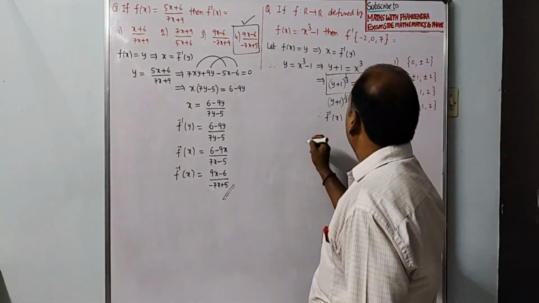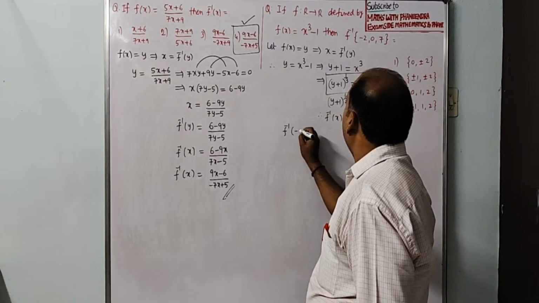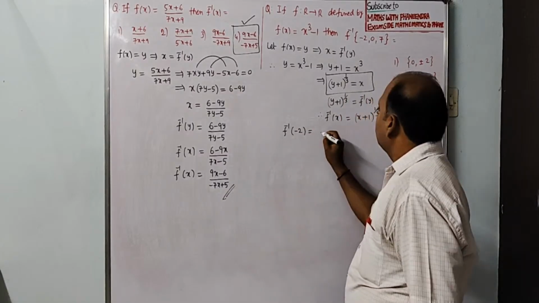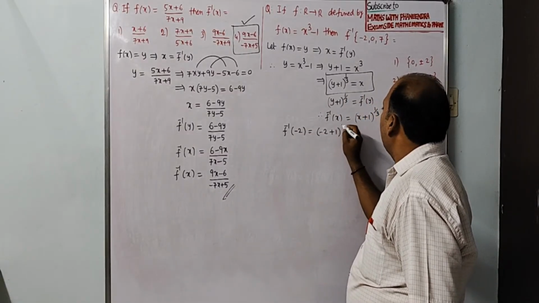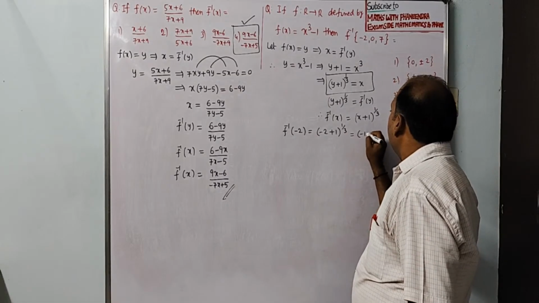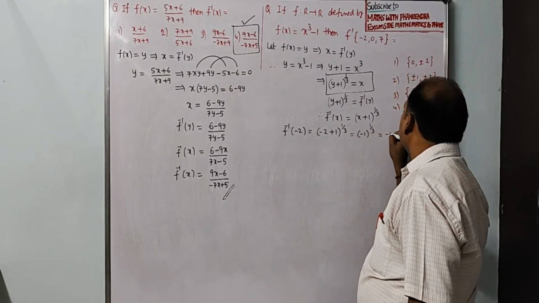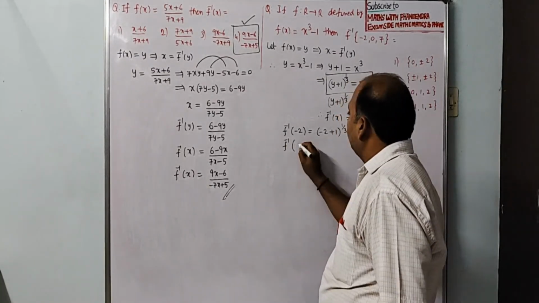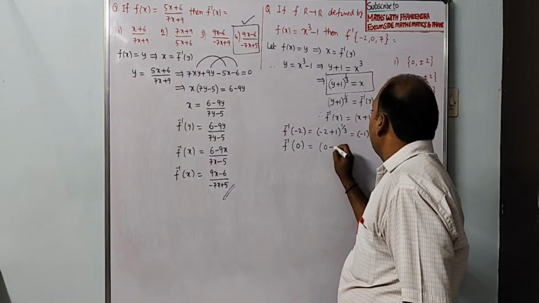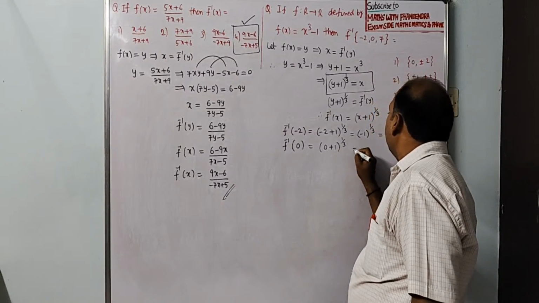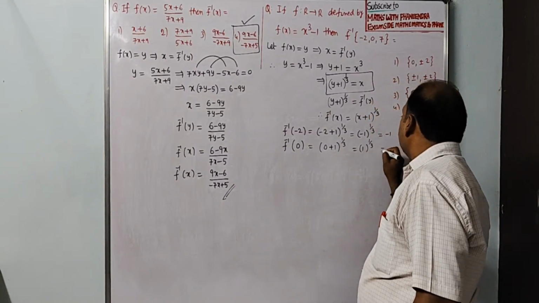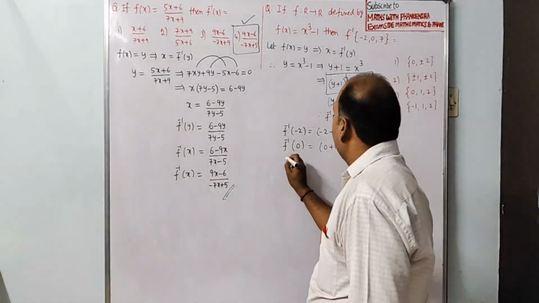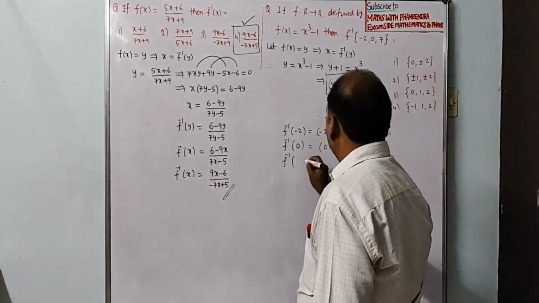One by one we will calculate. f inverse of minus 2 equal to minus 2 plus 1, whole power 1 by 3, which is minus 1 whole power 1 by 3, that is equal to minus 1. Next, f inverse of 0. So 0 plus 1 whole power 1 by 3, that is equal to 1 power 1 by 3, which is equal to 1. Next, f inverse of 7.